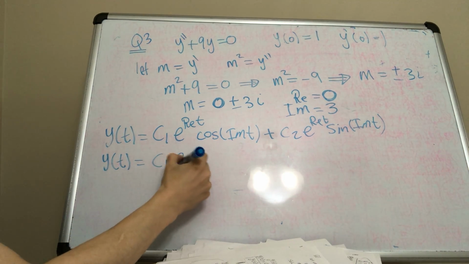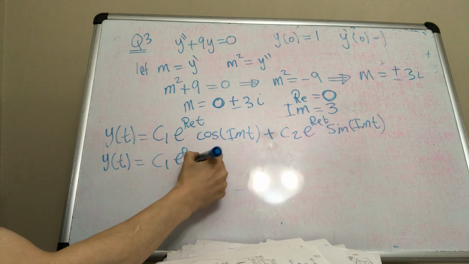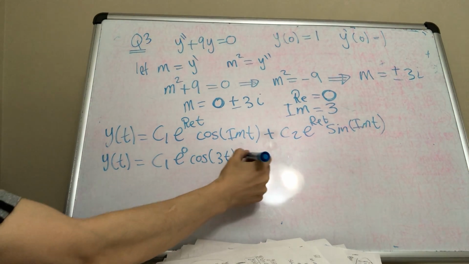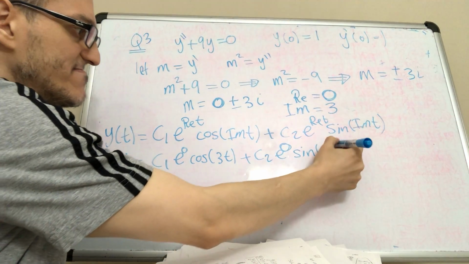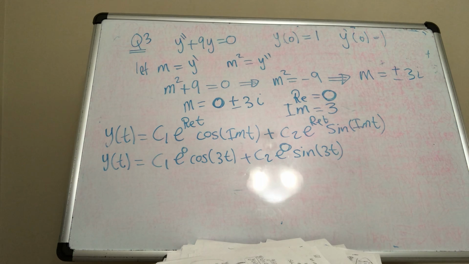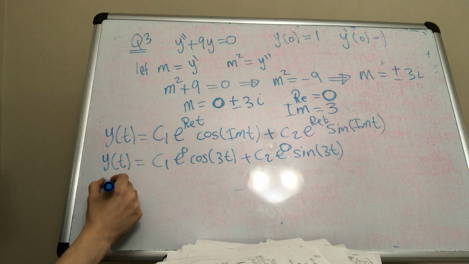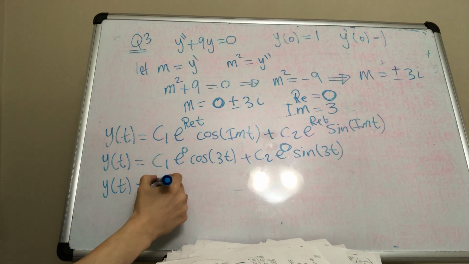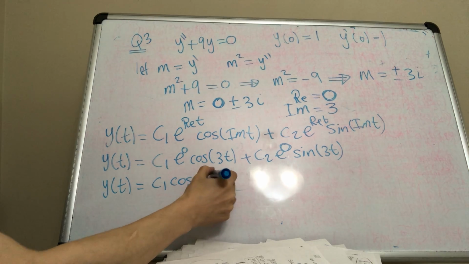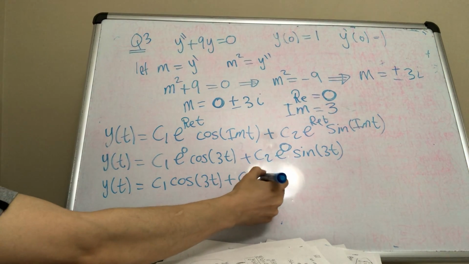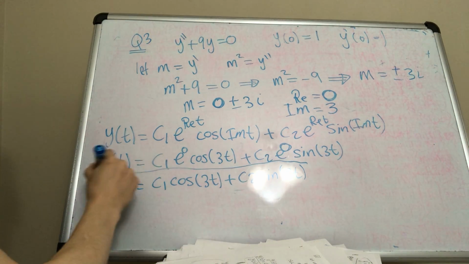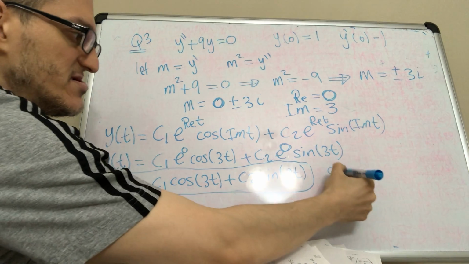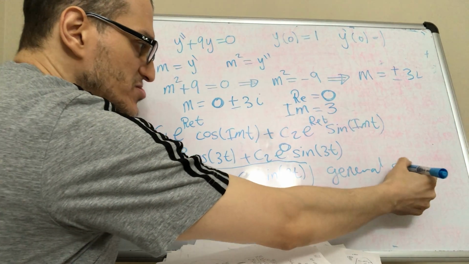Your real part is 0, so this is e^0 cosine 3t, e^0 and sine 3t. And e to the 0, as you know, anything to the 0 is 1, so your solution here is C1 times cosine 3t and C2 times sine 3t. This here is the general solution.